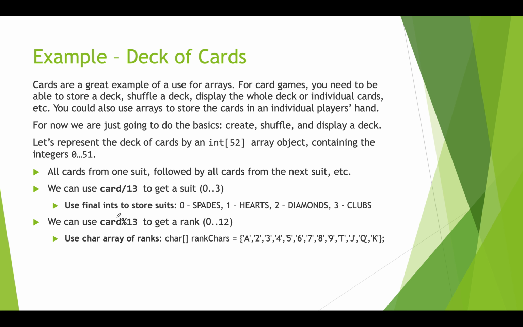We can use card mod 13 to get a rank. So remember, if we're modding something by 13, we'll get numbers from 0 up to 12, and then we'll use that as an index into an array. And so we'll store this array, which is our characters that represent the rank. So we have ace, 2, 3, 4, 5, 6, 7, 8, 9, T for 10, J for jack, Q for queen, K for king. Okay, and so by using these numbers as an index into this array, we can get a representation for each card of what card it actually is.